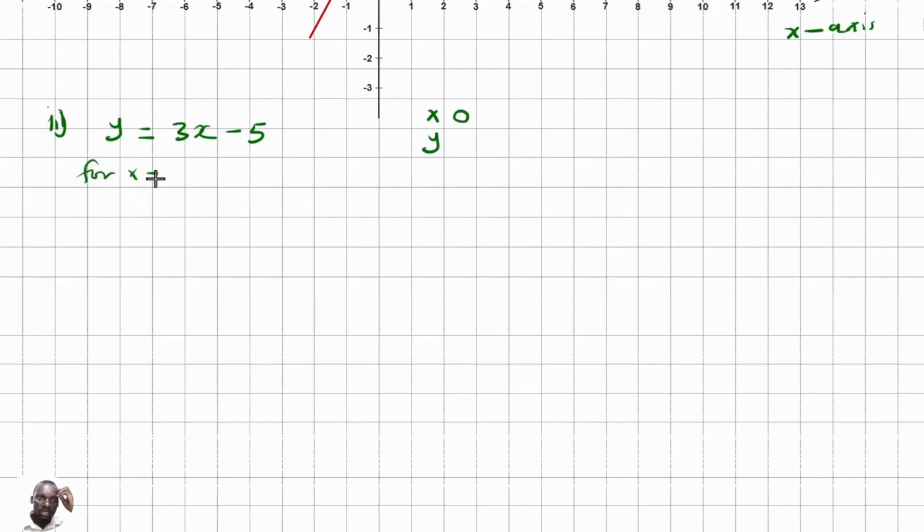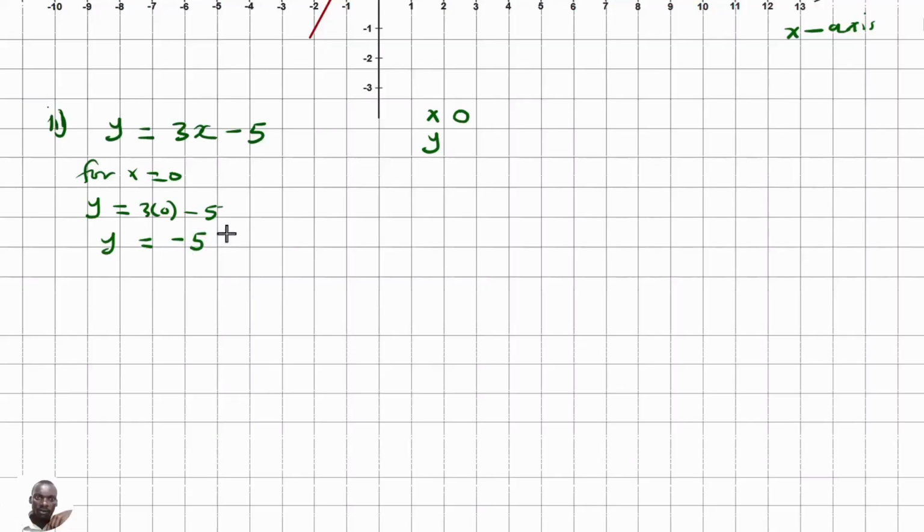For x equals 0, our y value is equal to 3 multiplied by 0 minus 5, implying that y is equal to negative 5. So for x equal to 0, y is negative 5. Then when x is 1, what is our y value? For x equals 1, y is equal to 3 multiplied by 1, take away 5, implying that y is equal to negative 2.